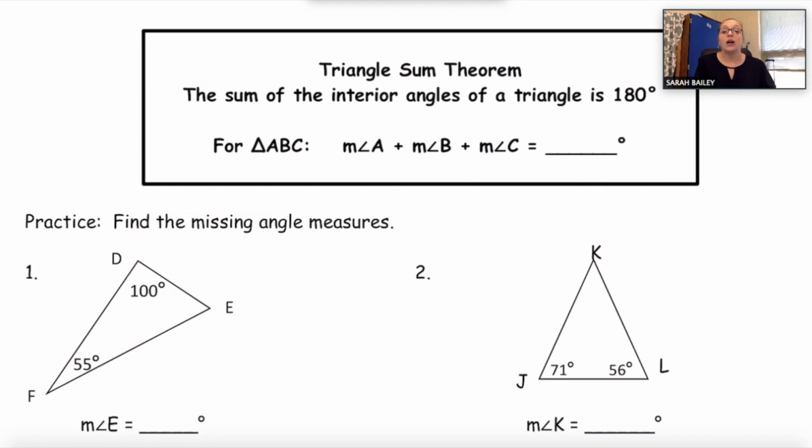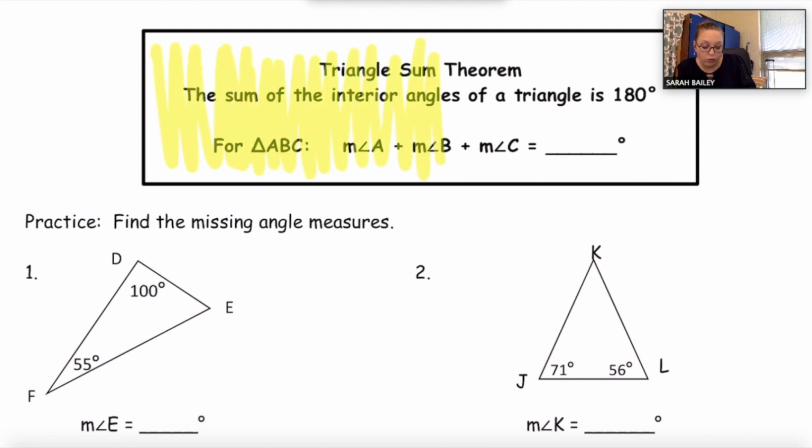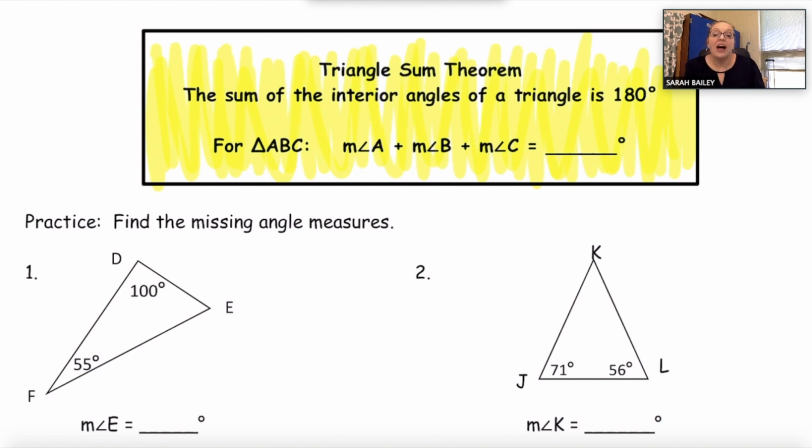And it says the sum of the interior angles of a triangle is 180 degrees. Remember that interior means inside. So this is really important, and I want you to highlight this box because this is going to be an important part. And you'll notice that there's a blank here that we need to figure out.